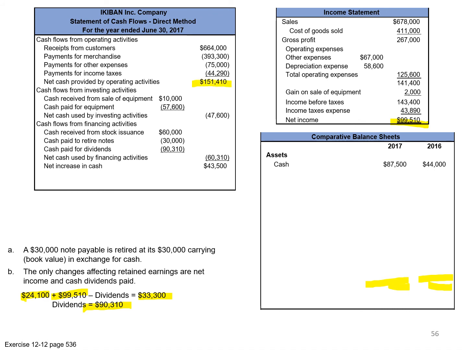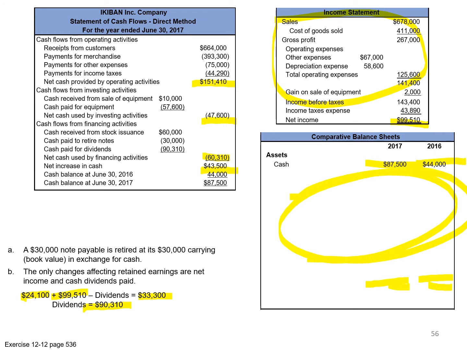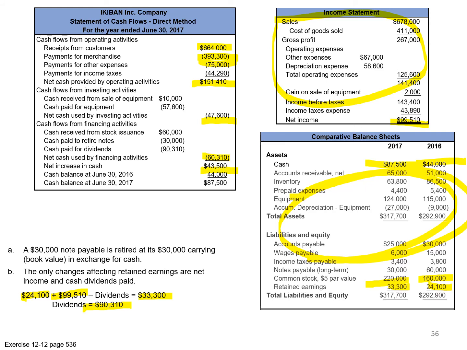So you add up 151, 47, and 60, and you get net increase of cash of 43,500. Add your beginning cash balance of 44 to it. You should get ending cash of 87.5. Okay, so the difference in the direct method is that you have to figure out via journal entry how the activity on your income statement netted with what's still sitting on your balance sheet to compute the payments for merchandise, payments for other expenses, payments for taxes, and receipts from customers. Okay.